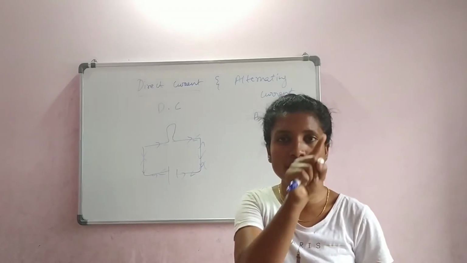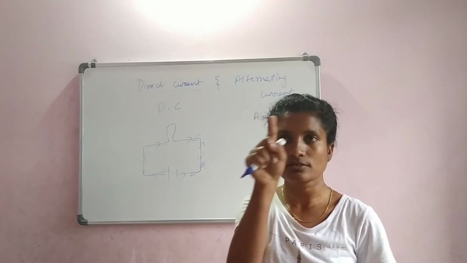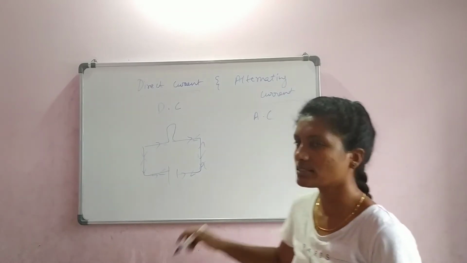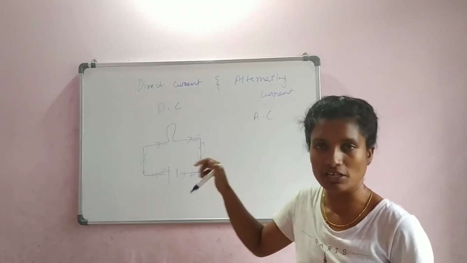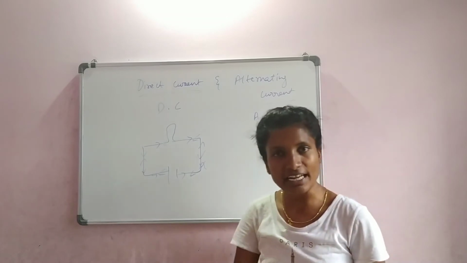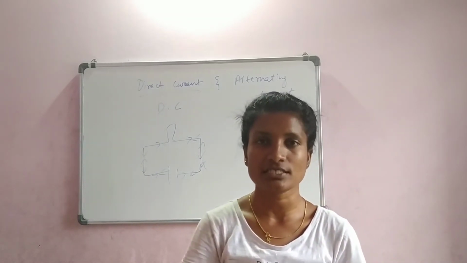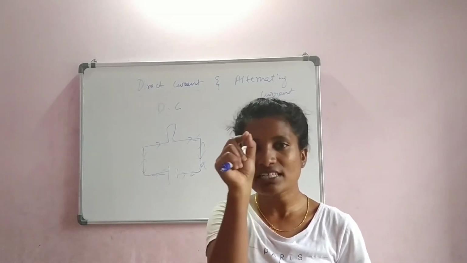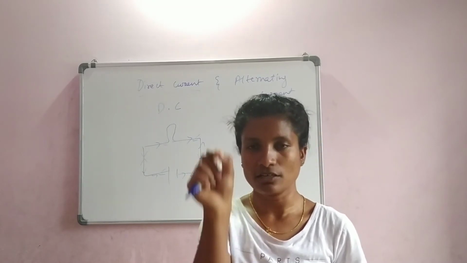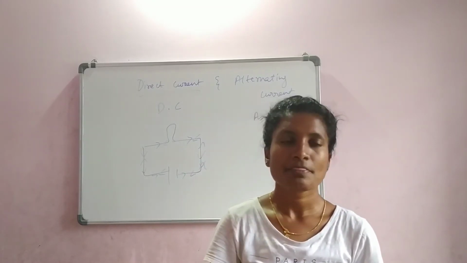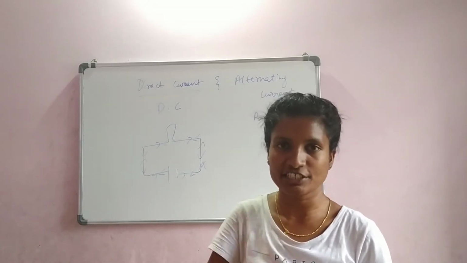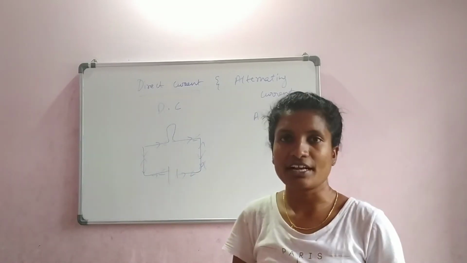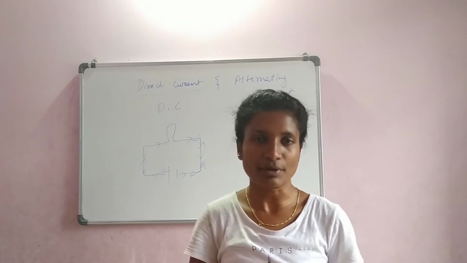If it is both clockwise and anti-clockwise, okay? If this happens where the current is bidirectional or it can be reversed, then that is called alternate current. The name itself suggests alternate. For every one cycle it changes its direction. Okay? Got it? So DC is the flow of current in one direction, AC is the flow of current in both the directions, which can be reversed.